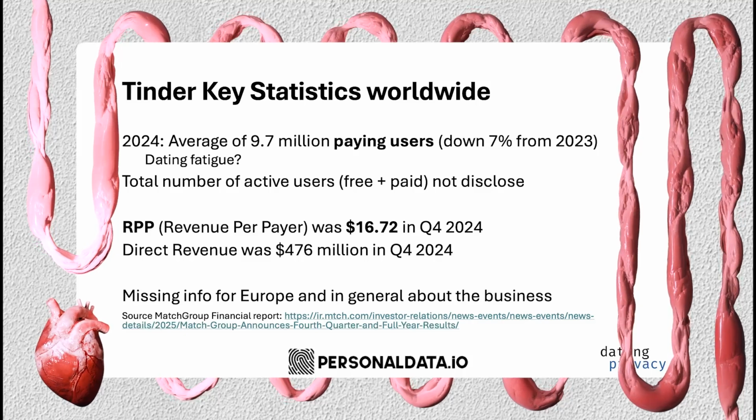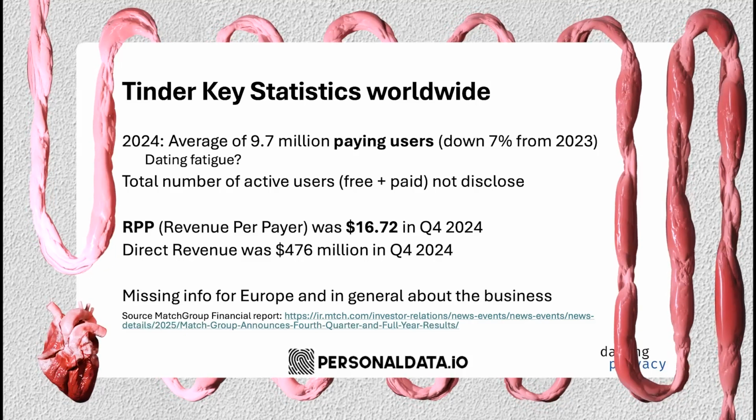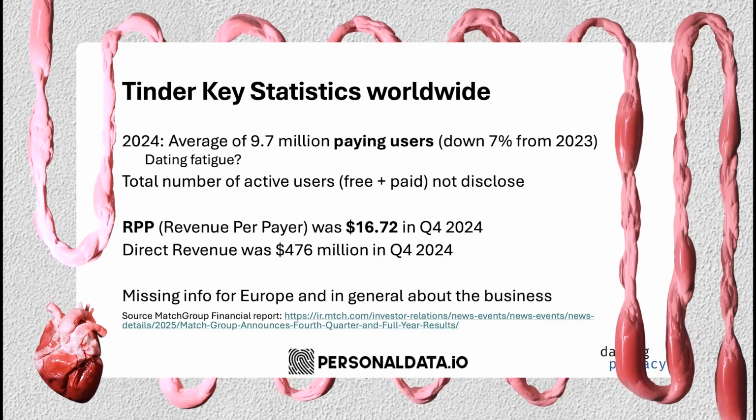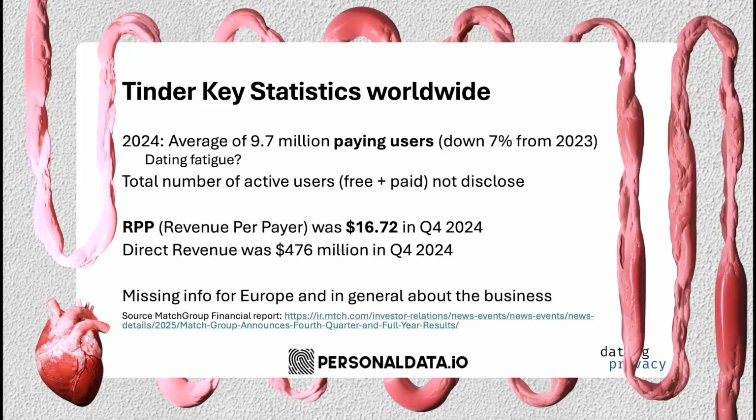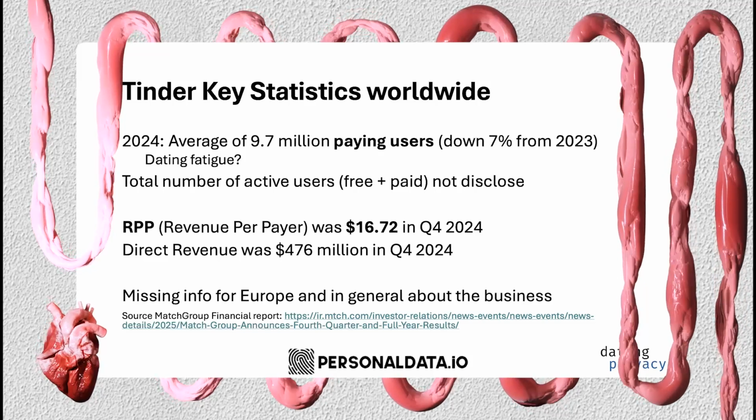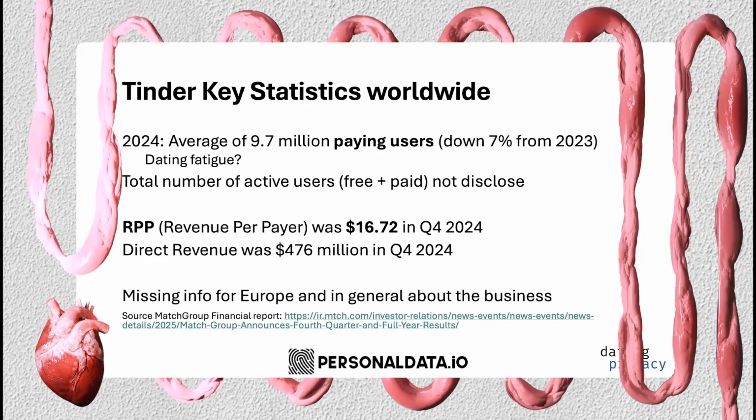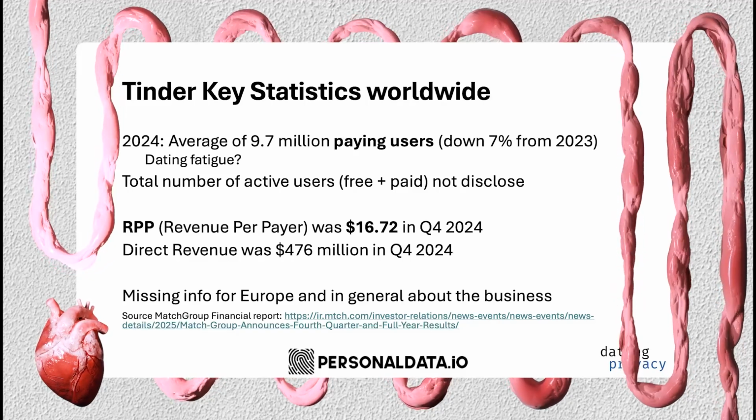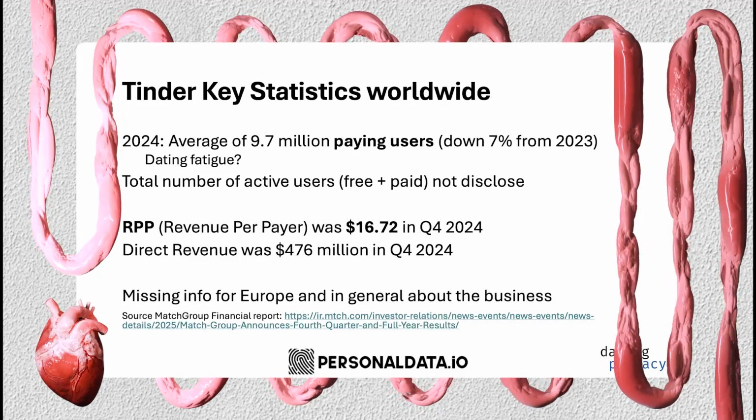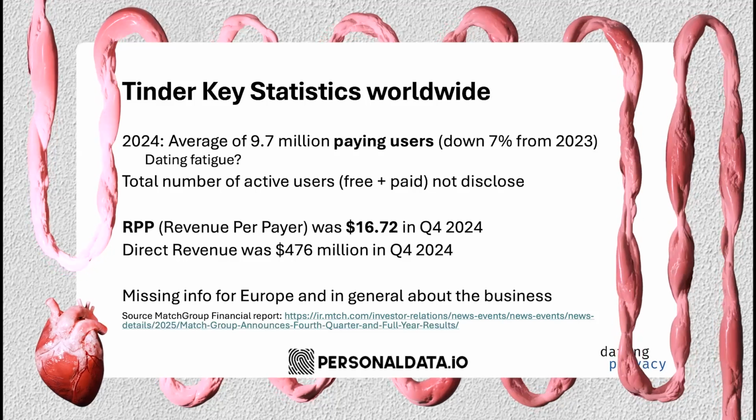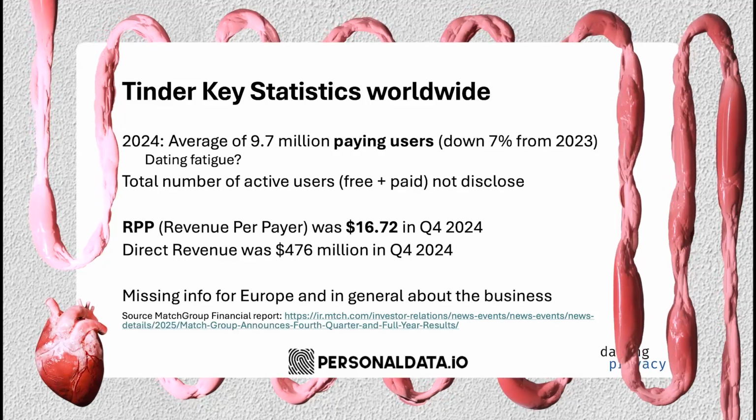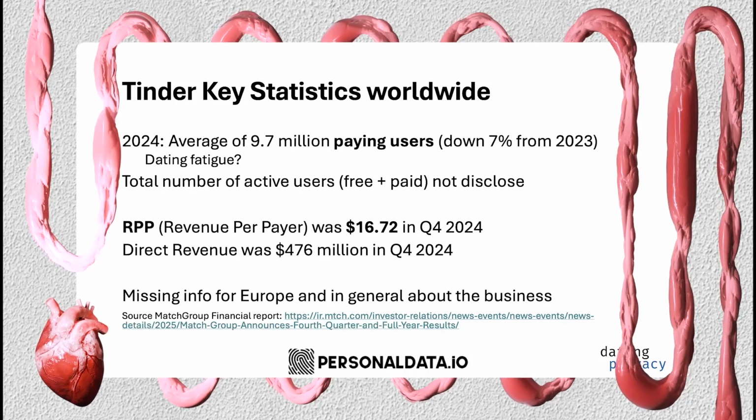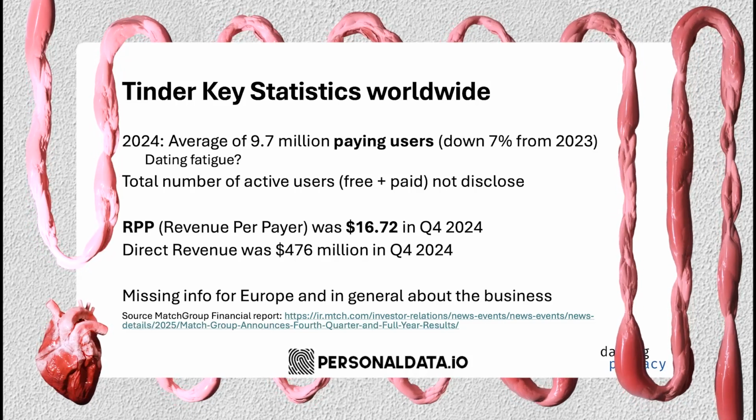Some key statistics about Tinder. We're going to be focusing a lot, as I said, on Tinder and Her. On Tinder, according to their financial report, last year we had on average almost 10 million paying users. But they are losing 7% since last year. Some hypotheses are that people are getting sick of dating apps, or some are moving to social networks to date, on Instagram, for example.